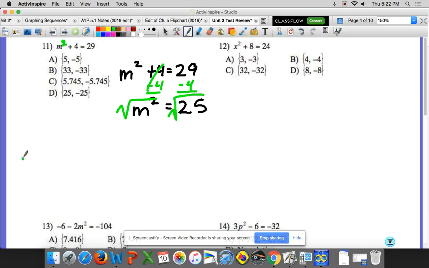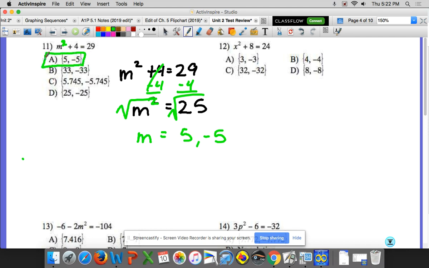But we have to remember, because we have a square, both a positive 5 and a negative 5 will give us 25, because a negative times a negative is going to spit out a positive. So when we get m equals 5, it's not only 5, it's also negative 5. So we have our answer in choice A.